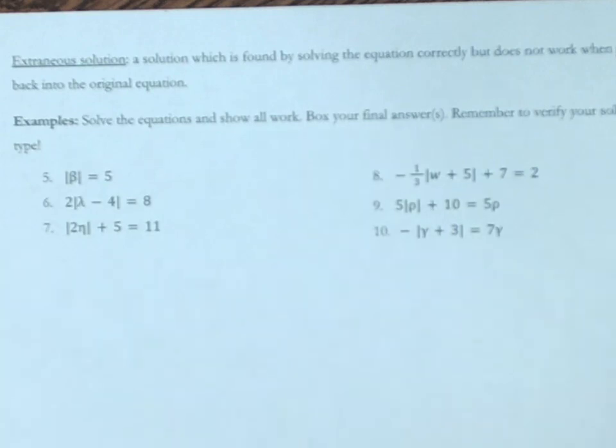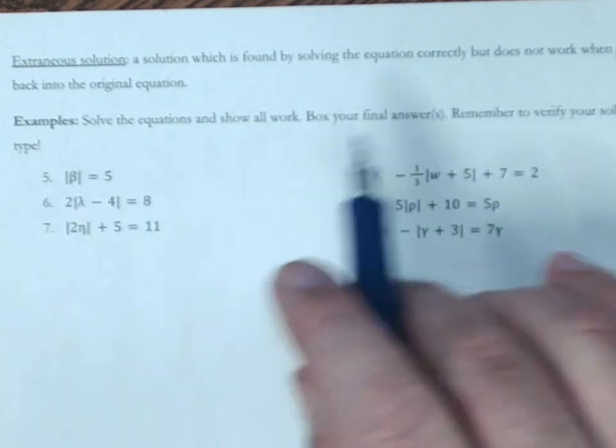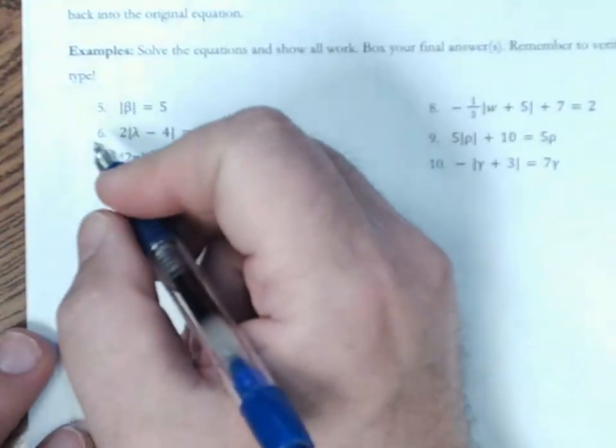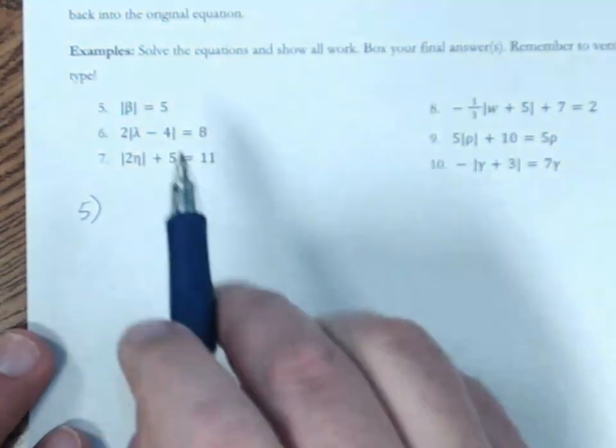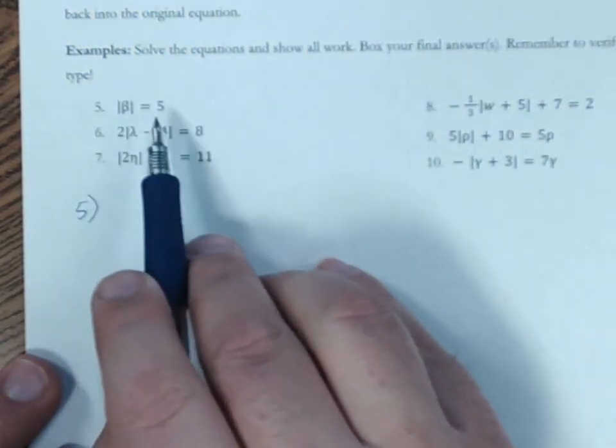Now, I have a bunch of these here, and I don't know that I have time to solve them all, but let's pick a few. Certainly we can start with number 5. That's a very simple one to solve. So we've got the absolute value of b equals 5.